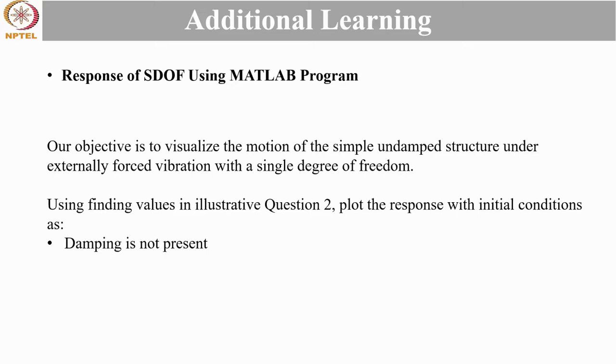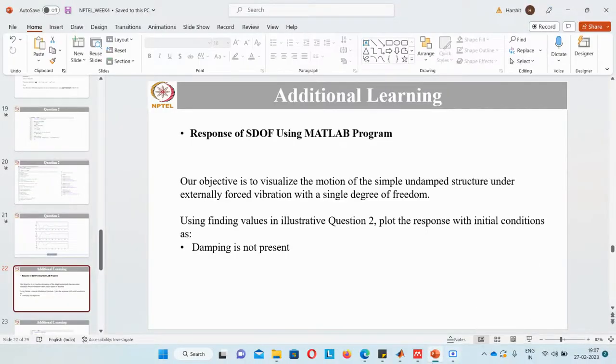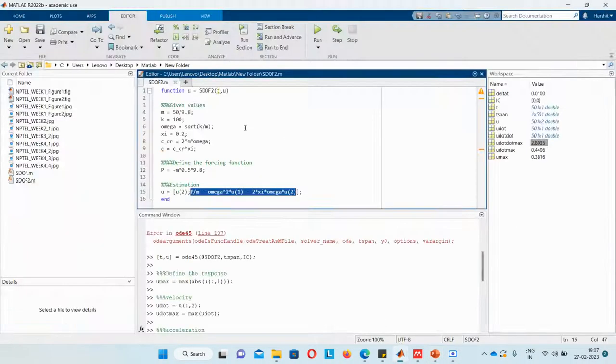Okay, so the first part is using the values that we found in the question to plot the response with initial condition, but damping is not present. In that question we considered damping is present, 20% times the critical damping. Now what if damping is not present, what will the response look like? What changes do we need to make in the code? Can anyone tell me? We need to change this value. Xi we will make 0.